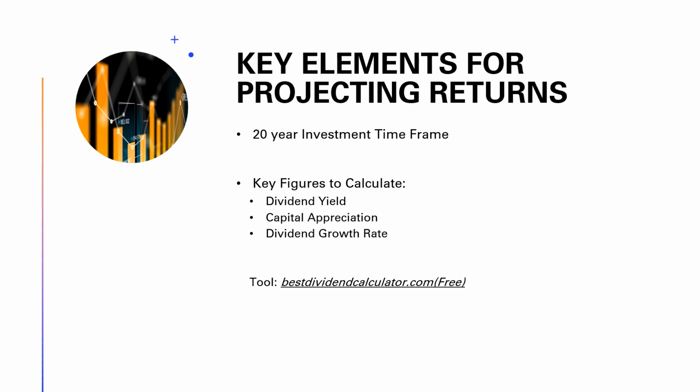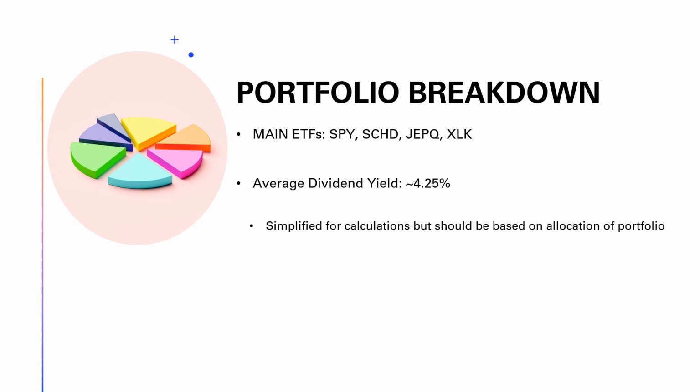So one of the first things we'll need is the average dividend yield of SPY, SCHD, JEPQ, and XLK. These are the big four in my portfolio, and I have explained how I allocate into each one. These should produce roughly a 4.25% yield if I were to invest in each one equally. So to keep things simple, for this example, we're going to use that 4.25% yield, even though the average can be different depending on the allocation.